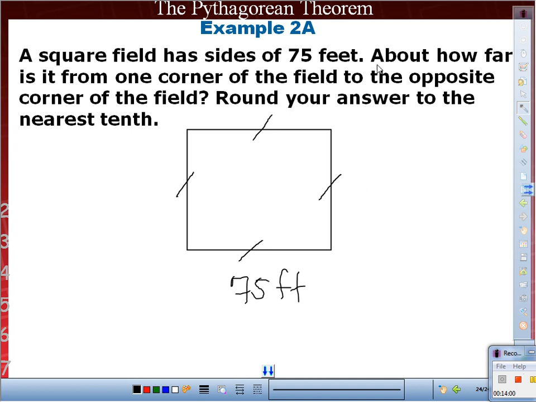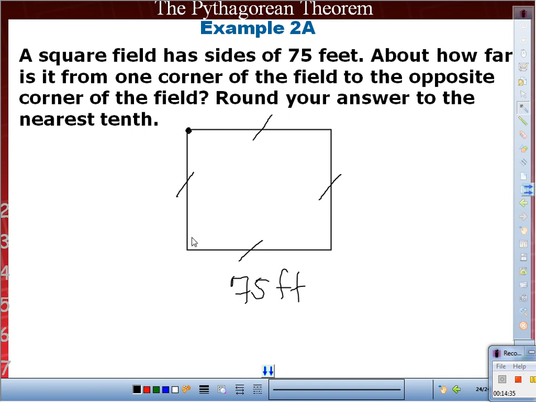Next, let's continue labeling. It says, about how far is it from one corner of the field to the opposite? Now, before you start labeling, let's look up. Whenever they're talking about a corner, I'm going to start, let's say, with this one. And then there's two possibilities here. These corners or this one. Now, check this out. These corners are not opposites. When we have a point here and it's on the same segment or on the same side, those are called adjacent corners. What does the word adjacent mean? Next to.